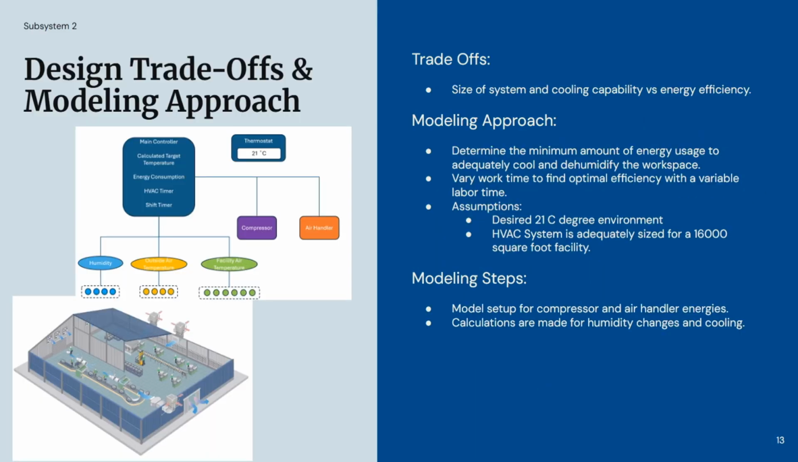For our design trade-offs, we consider the size of the system as well as the cooling capacity of the compressor. For this specific approach, we focused on the energy usage required to adequately cool and dehumidify the workspace, based on a desired target temperature of 21 C, and that the HVAC system is adequately sized for this facility.